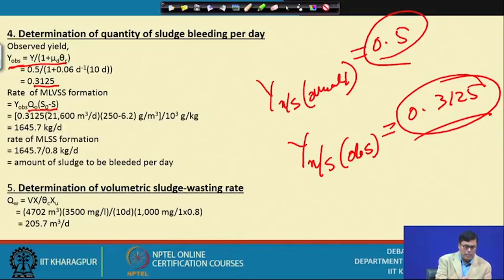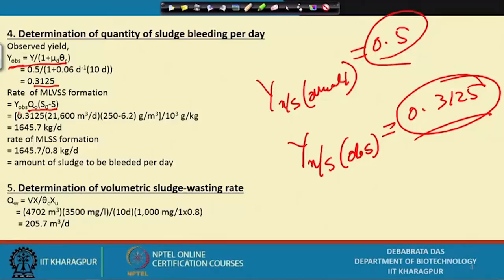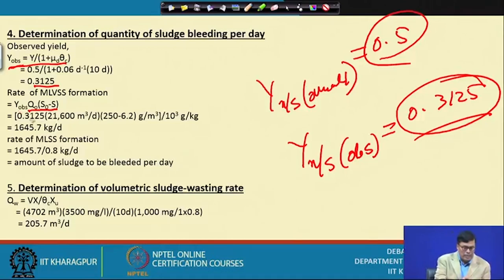So, what is this parameter? Q0 into S0 minus S indicates how much BOD is removed. If you multiply it by this factor Y observed, we will easily get how much cell mass is produced. This is the volatile suspended solid. Now, if you divide by 0.8, then we will get the mixed liquor suspended solid, that is the sludge. So, this is how we can calculate how much sludge is produced per day.